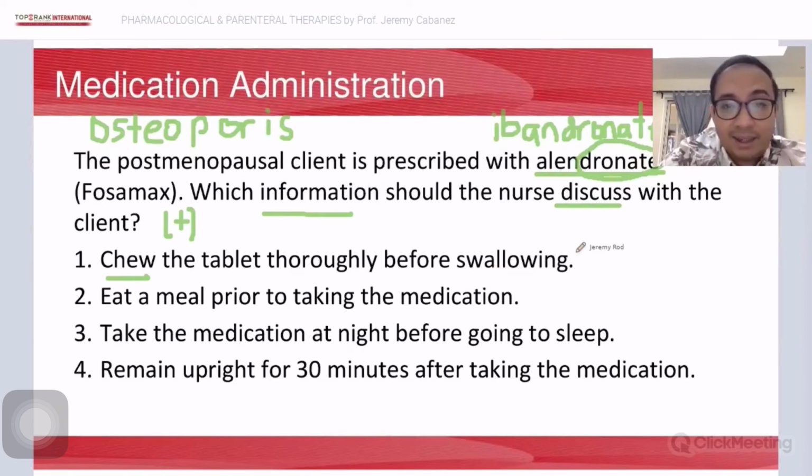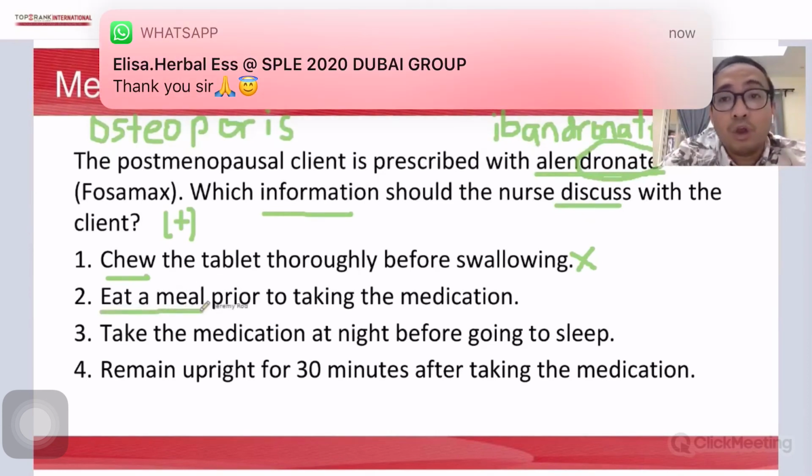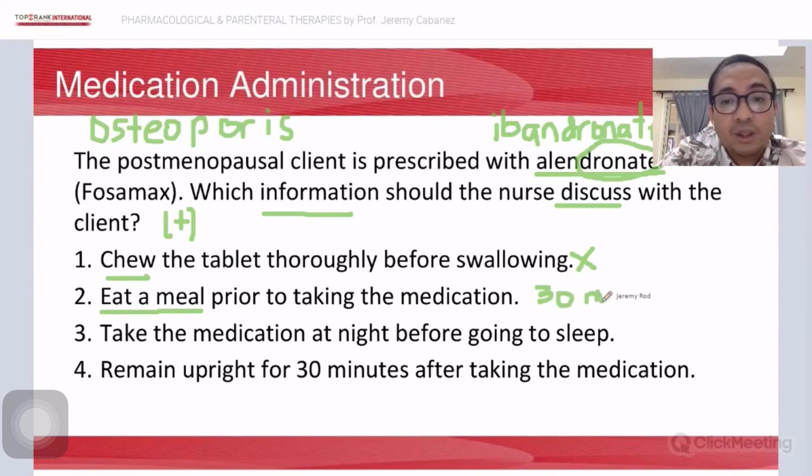Tatandaan, mali yan. That's not standard. Bakit? Okay, kailangan this drug should be swallowed whole with water. You should not alter the medication, not by crushing, chewing, or cutting the drug. Next, number 2, eat a meal prior to taking the medication. Tanong, okay, kailangan po bang eat a meal? Ano ang goal mo? Absorption. So, tatandaan, it should be taken, ano ang sabi ng libro? It should be taken 30 minutes before breakfast. Easy, before meals. Okay, so mali po ito, eliminate number 2.